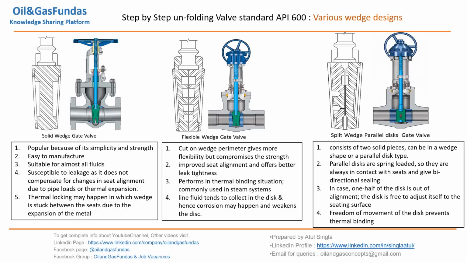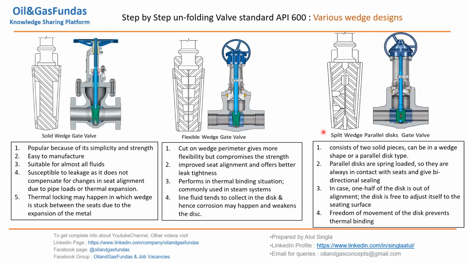This spring helps in better sealing. The wedge is sitting properly between the seats, so better sealing is there, so less chances of leakage. In case one half of this disc is out of alignment, the disc is free to adjust itself to the seating surface. So again it is helping in the seating arrangement, which was the major drawback here, seat alignment. So this is best in this respect. Freedom of movement of the disc prevents thermal binding. So thermal binding, which was a problem here, is mitigated in this case.